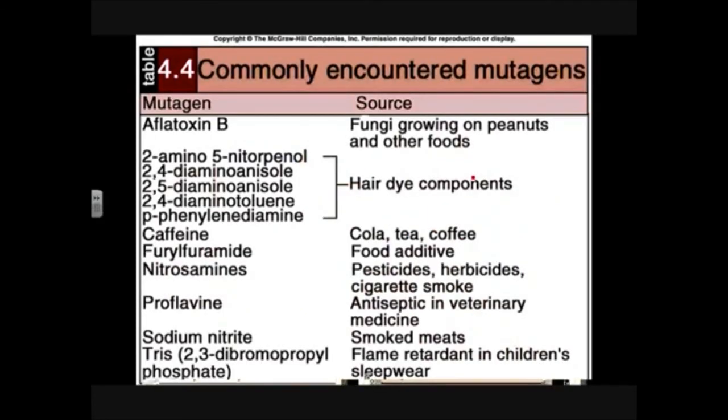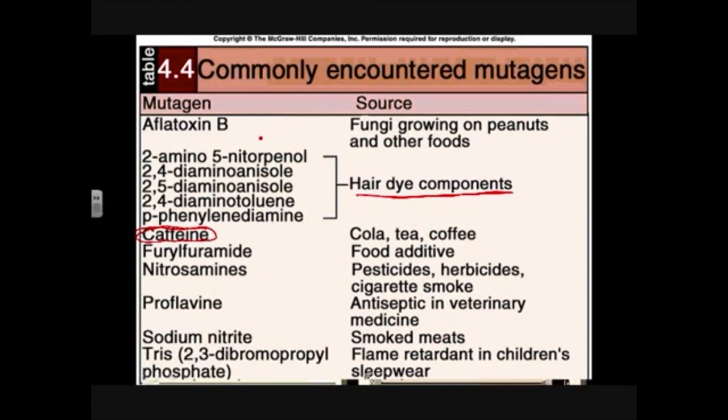These are also some commonly encountered mutagens. I don't know about you guys, but that one kind of worries me. You guys know how much I love my coffee, and it is a mutagen. All these different things. Hair dye. Components in hair dye are mutagens. We know cigarette smoke, smoked meats. So there's a variety of them, and these are just commonly encountered ones, guys.